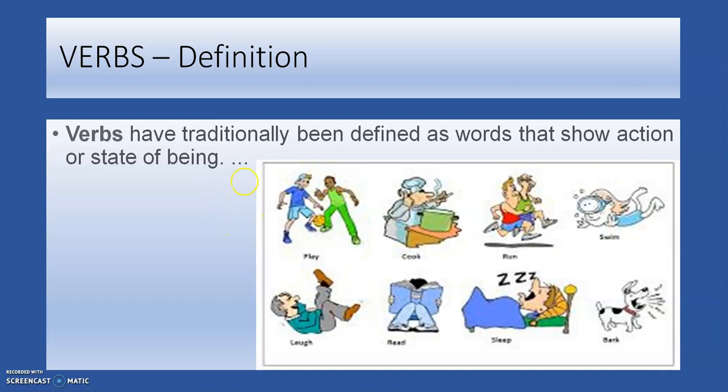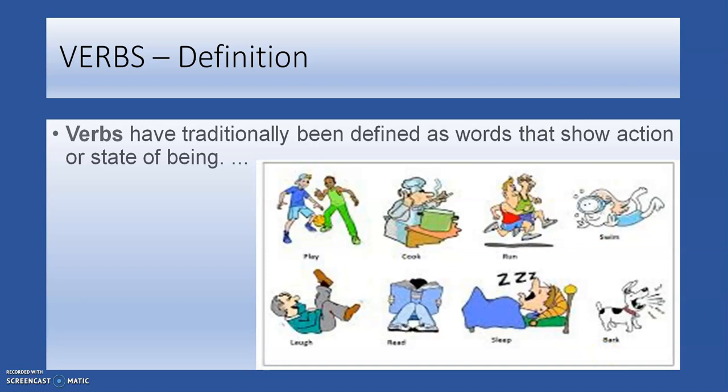You can see here the pictures as examples. Play, cook, run, swim, laugh, read, sleep, bark. All these are action words and they are telling us what the noun here is doing. And so all these words are verbs.